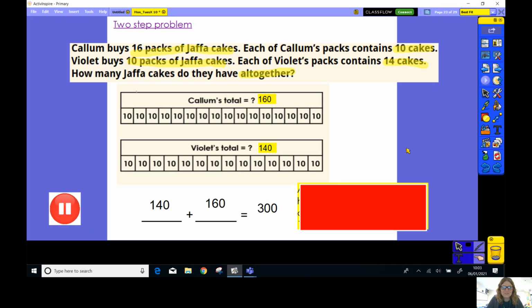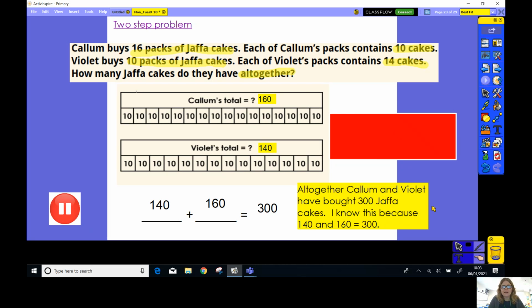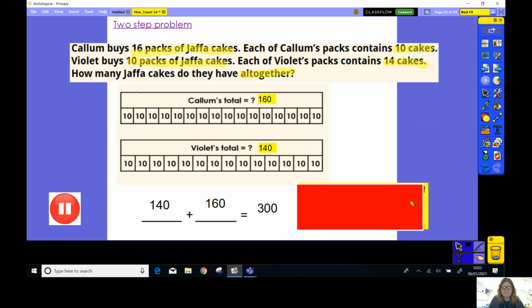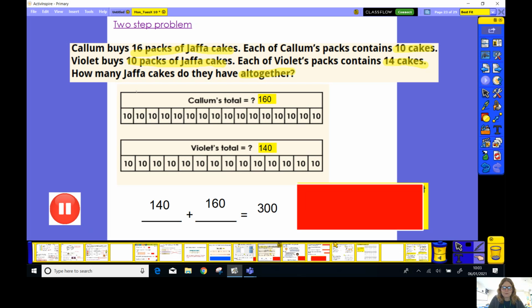Well done. Now I'm going to show you my answer now. We'll see if yours looks similar. Altogether, Callum and Violet have bought 300 Jaffa cakes. I know this because 140 and 160 equals 300. Let's go on to our next question.